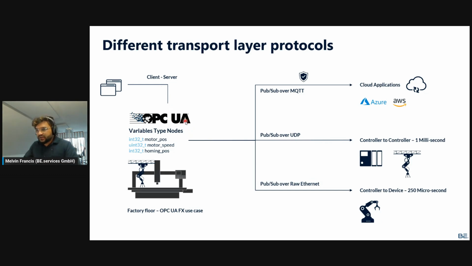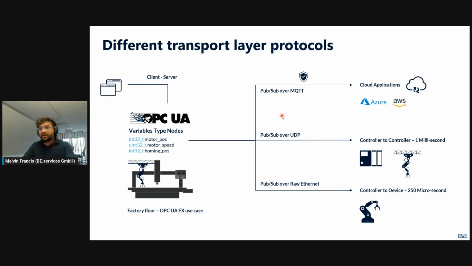I think these kinds of exercises would have been quite familiar. But what is the power of OPC UA, or what OPC UA FX defines, is that there are different transport layer protocols. For example, if you want the motor's position to be controlled from controller to device, then we could go for PubSub over raw Ethernet, where the cycle time is 250 microseconds or 100 microseconds, which is high speed with highly deterministic requirements. This is possible with PubSub over raw Ethernet.